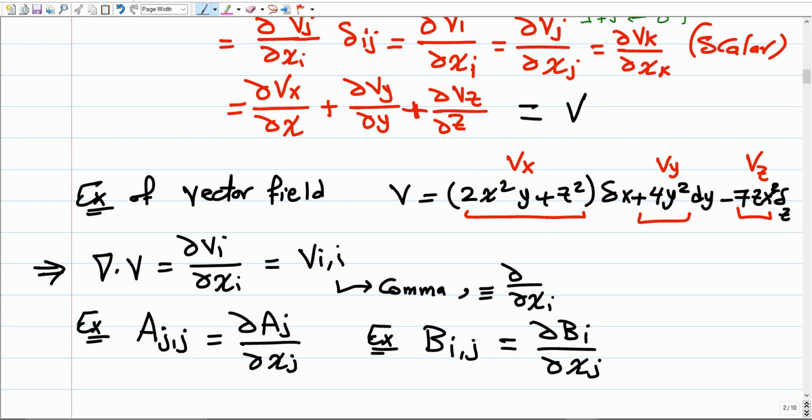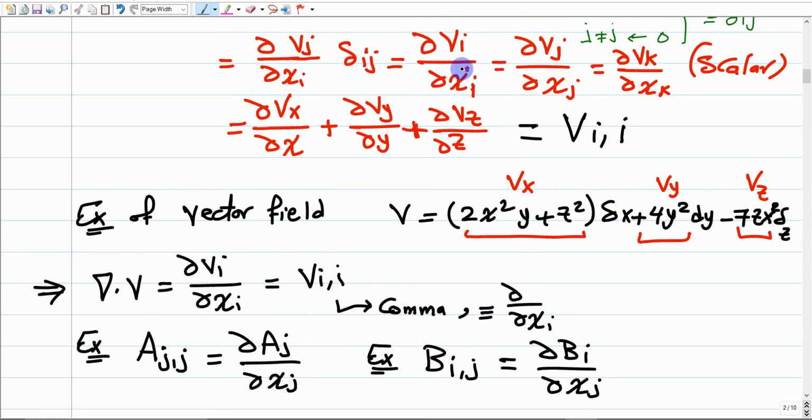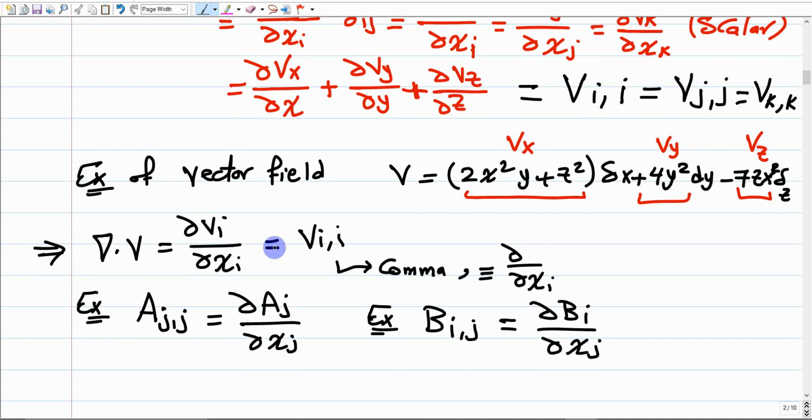So I can write this one as vi comma i, if you decided to use i as the dummy index. If you decided to use j as the dummy index, it is also equivalent to vj comma j. It is also equivalent to vk comma k. So the comma here stands for the partial derivative with respect to xi or xj or xk. Make sense? So this is another point here. I'm just going to confine this in a box in this way.